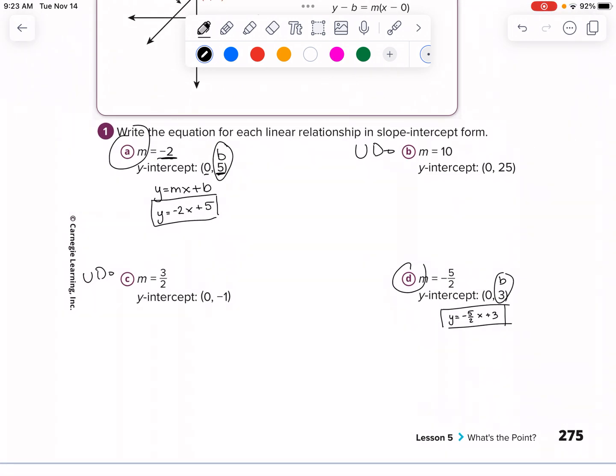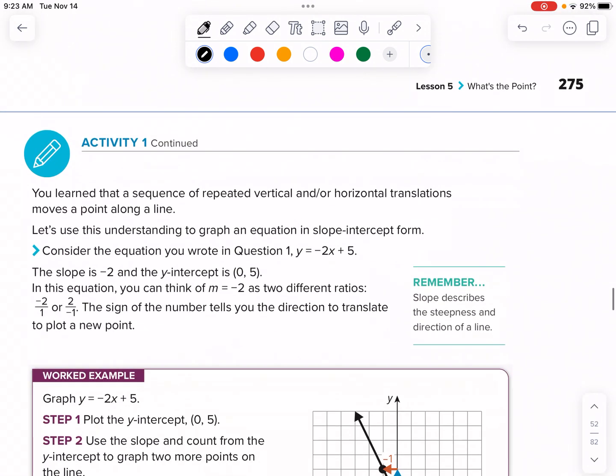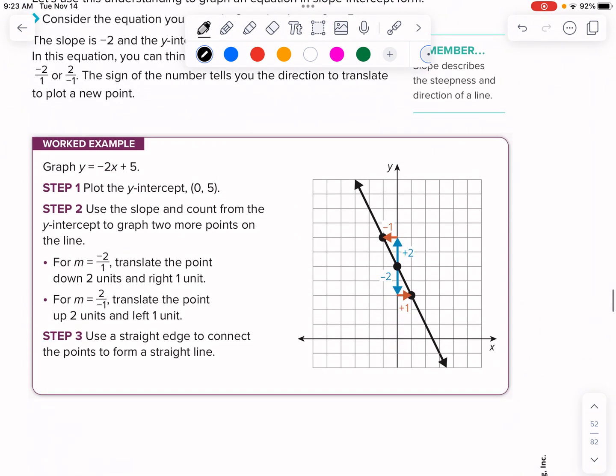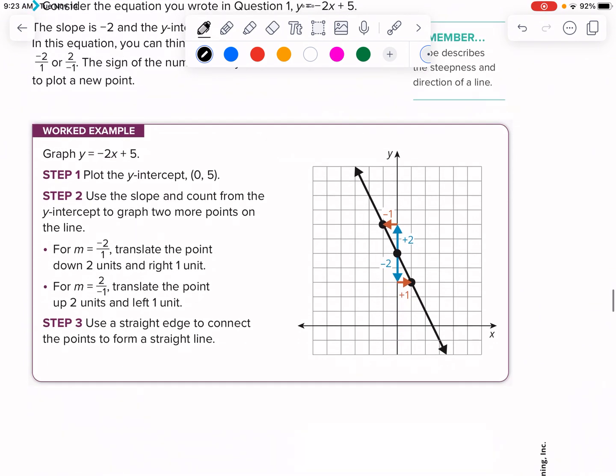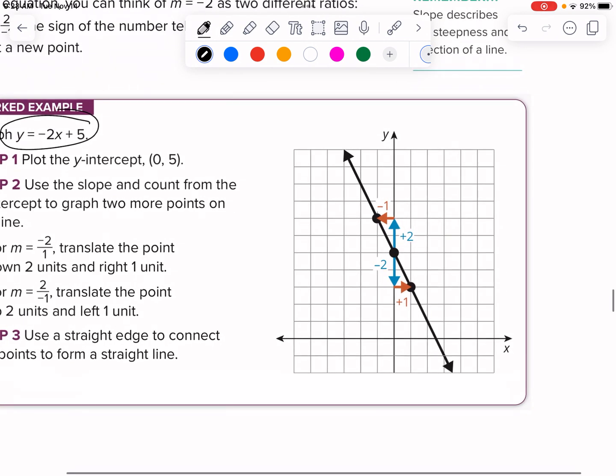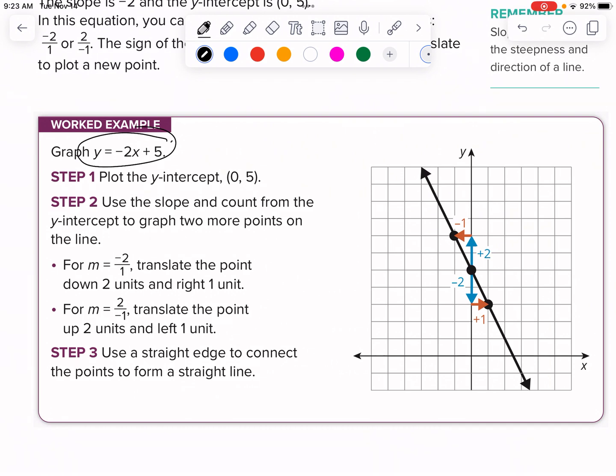Let's go to the next page, going a little bit faster. This one, we've already done before, right? Graphing this equation, y equal to negative 2x plus 5, right? We talked about how the b is the y-intercept, this is where you begin. And that's where we began in this equation, right? Where 5 is on the y-axis, it's right over here.